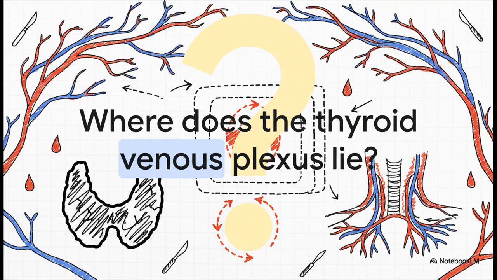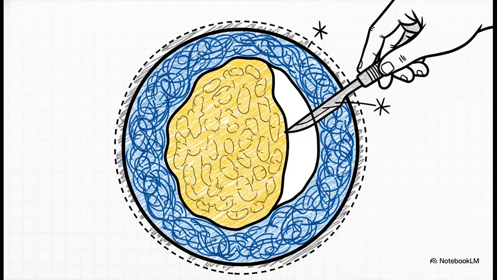Question 3. Surgically speaking, where exactly does the thyroid venous plexus lie? Think back to our direct comparison with the prostate gland to avoid a life-threatening hemorrhage here. It lies deep to the true capsule. Because of this, surgeons must always remove the gland along with this true capsule to prevent severe bleeding. Just remember, the prostate is the exact opposite. Its plexus is between the capsules, so the true capsule is left behind during a prostatectomy.